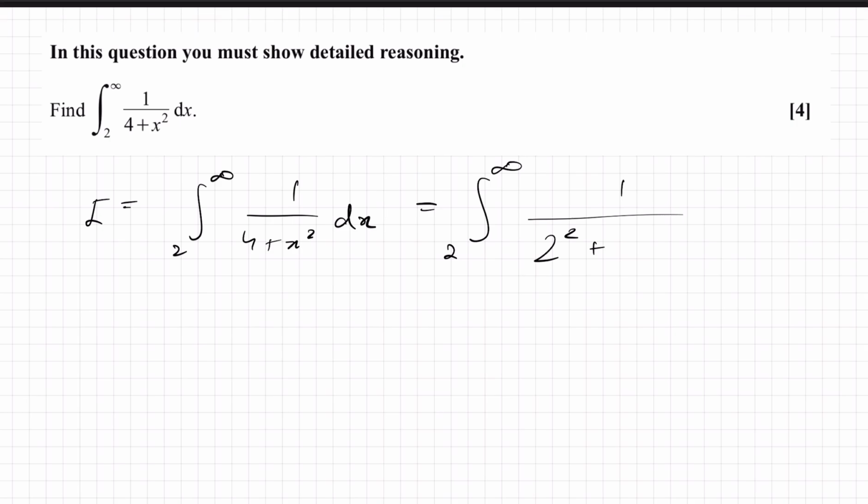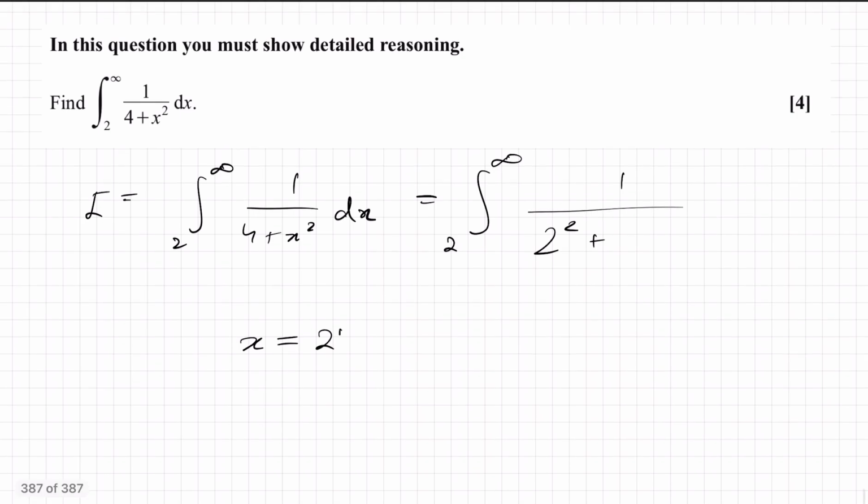So the identity we're going to be using is 1 plus tan squared x is equal to secant squared x. This is what you get when you have sine squared x plus cos squared x, and you divide everything through by cos squared. Okay, so using that identity, let's use substitution. x is equal to 2 tan theta.